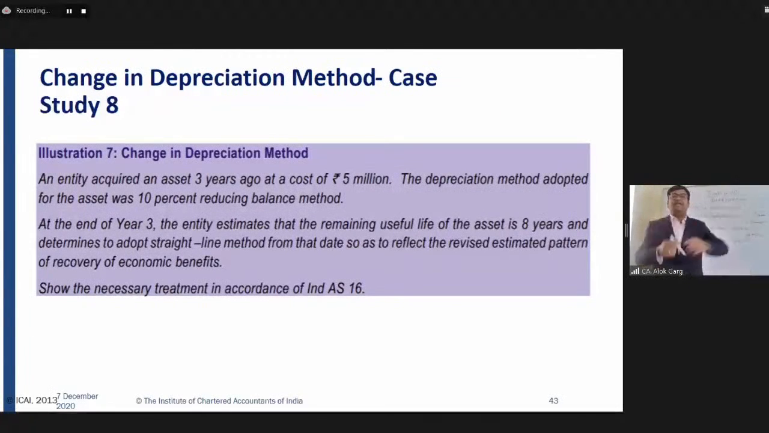Now let's come to a case study. Illustration number 7. Change in depreciation method. An entity acquired an asset 3 years ago at a cost of 5 million. 5 million means 50 lakhs. The depreciation method adopted for the asset was 10% reducing balance method. So the company was using the WDV method, which is 10% WDV. So 50 lakh was the cost.